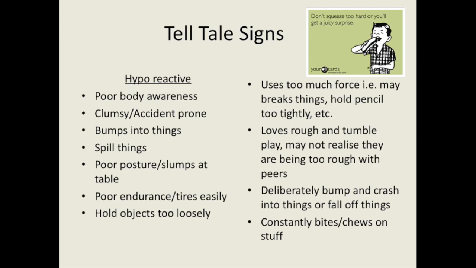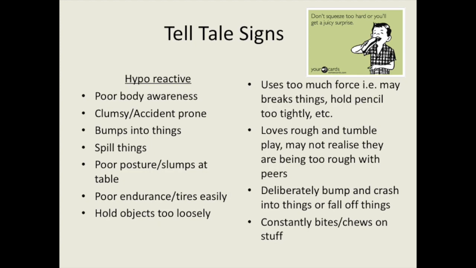So they may have poor body awareness. They may be clumsy or accident prone. They may constantly bump into things. They may spill things. They may have poor posture or slump at a table. They may tire easily and have poor endurance. And they may hold objects too loosely.